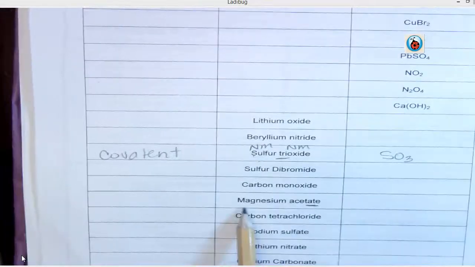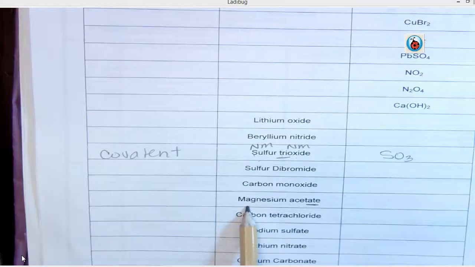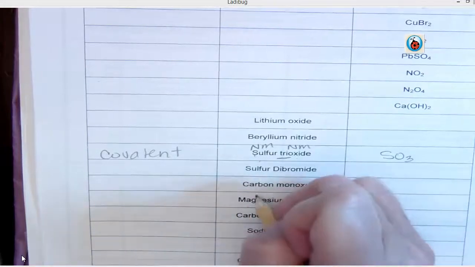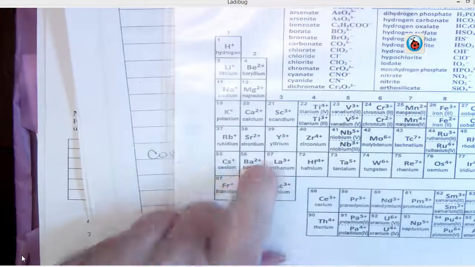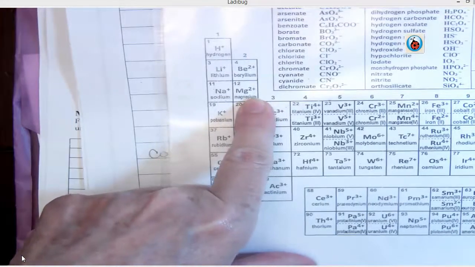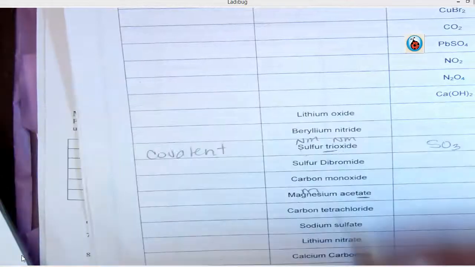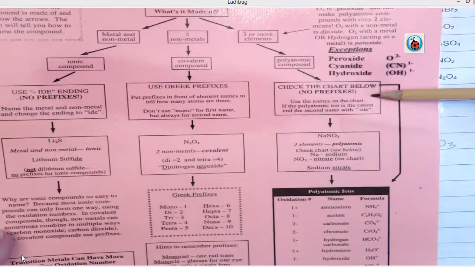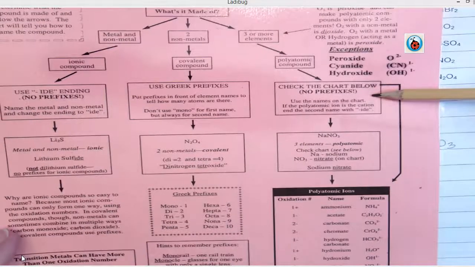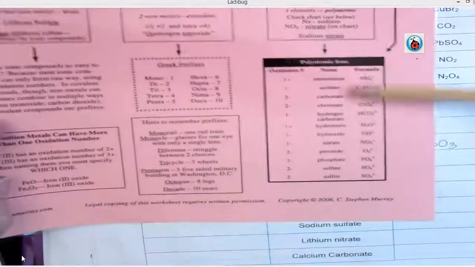All right, what if we have something like this? Let's look at this one. We've got magnesium. Magnesium is a metal because where is magnesium? He's right here. He's a +2. Okay, we're going to need that also. So I'm going to put Mg +2. Okay, acetate. All right, there's that ATE ending. What does that tell you? That ATE ending is my clue that it's a polyatomic ion.